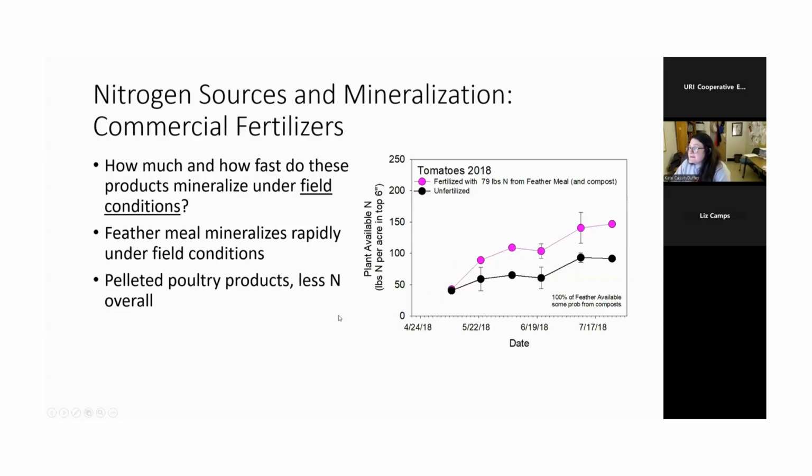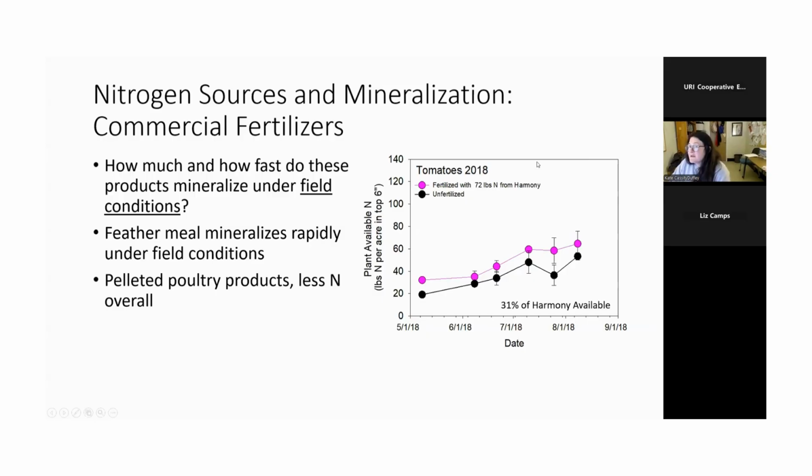Okay, and if we put this in the field, how much do they mineralize and how quickly do they become available? Feather meal, we've noticed, mineralizes very rapidly under field conditions. Here's plant available nitrogen in pounds per acre, and here's a date for a tomato field we worked in. The black line is how much we got from our soil, about 75 pounds per acre from our soil alone. And this is our fertilizer plus soil. So you can see with our feather meal, we got close to about 150 pounds per acre, which was perfect for our tomatoes when we added them together.